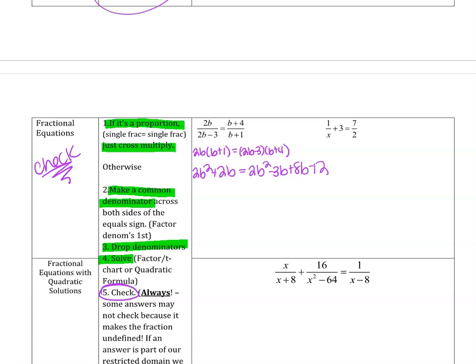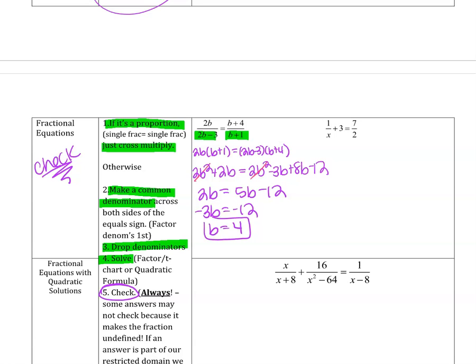Now this problem's kind of nice because the 2b squareds will drop out on either side. So that leaves me with 2b equals 5b minus 12. Subtract the 5b, and that would leave me with negative 3b equals negative 12. Therefore, b would equal positive 4. Now, I just go back and check. Would that positive 4, if I look in the denominators, cause any denominators to go to 0? No, it wouldn't. So you're good to go. You don't have to reject anything.